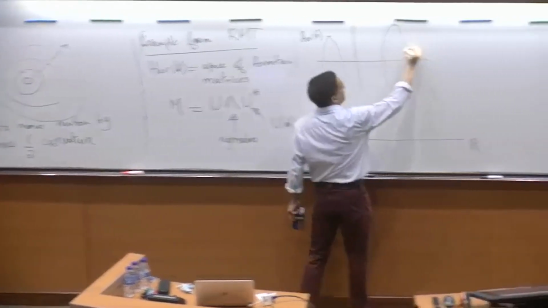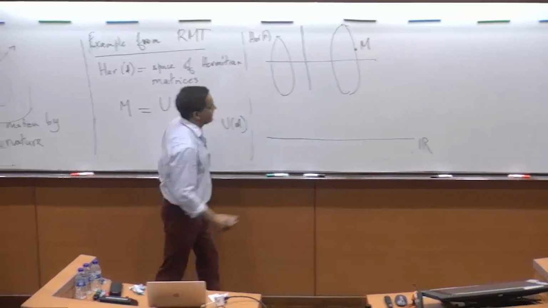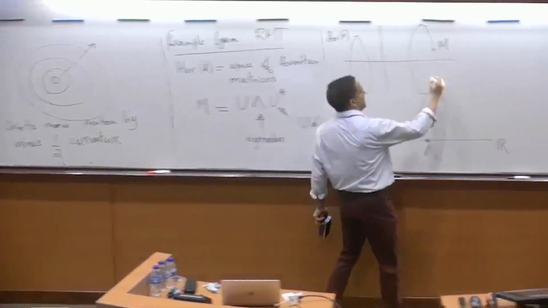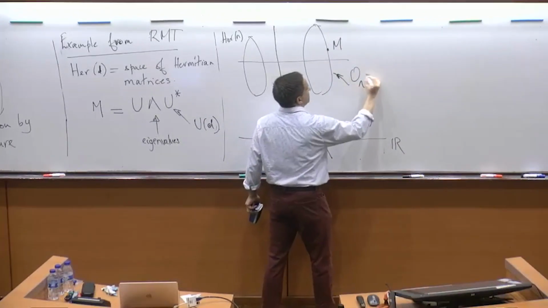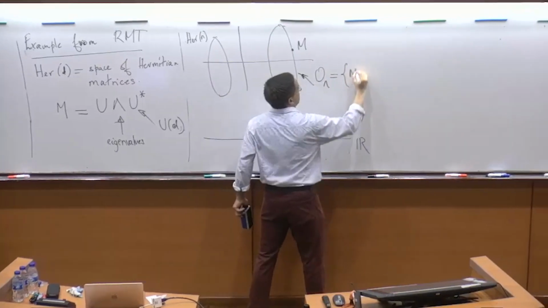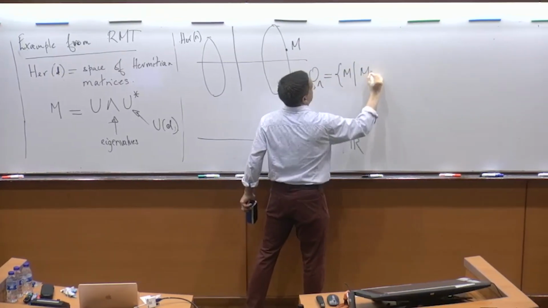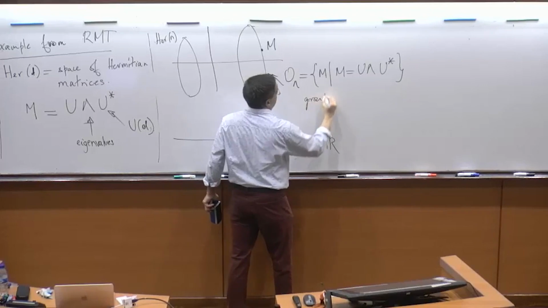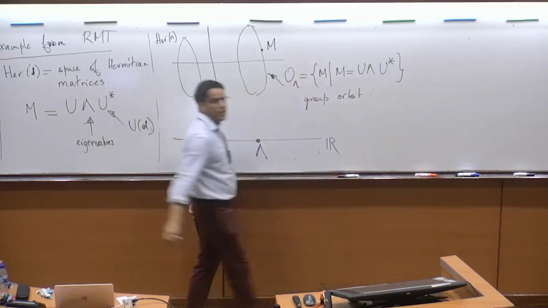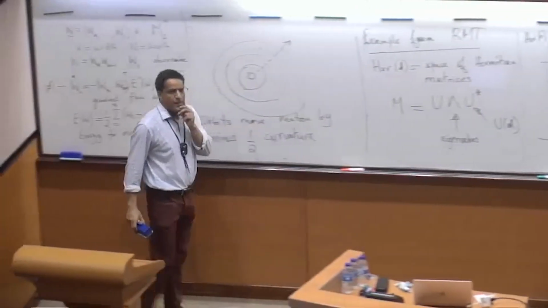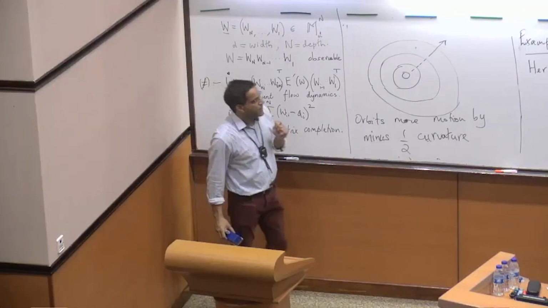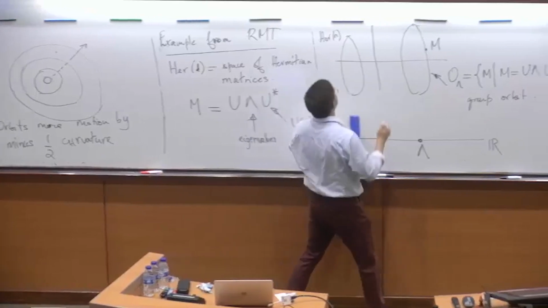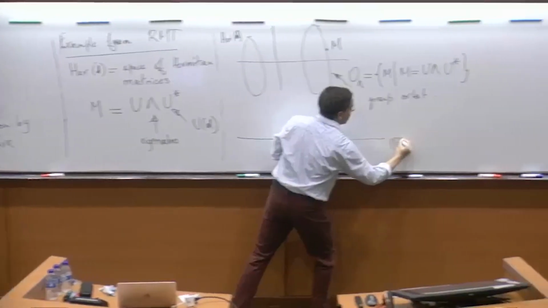Okay, so upstairs over here is going to be a matrix. Downstairs over here is going to be its diagonal matrix. And this guy over here, I'm going to call script O lambda. Okay, so this is a group orbit. This is the space of Hermitian matrices. Yeah, absolutely. So I'm getting all messed up. I was using D and I was using M. Okay.